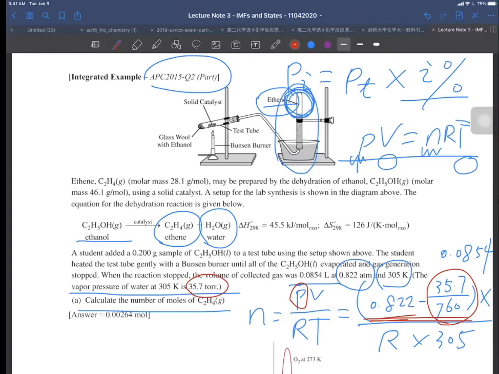But you need to do the unit conversion, and then you multiply by the volume, and then you divide by the temperature and R. Does this method make sense to you?